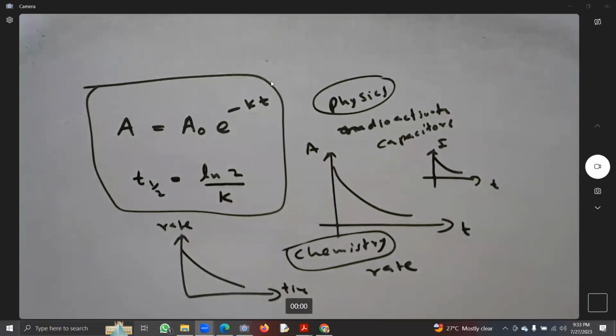Should we copy the whole thing? Yes, copy the whole thing. I'll start with physics here. It's easy. Physics radioactivity, then I'll explain it with chemistry. Capacitors we'll do later. We are familiar with physics radioactivity. So that's A, A naught. Naught stands for initial. A naught stands for initial activity.